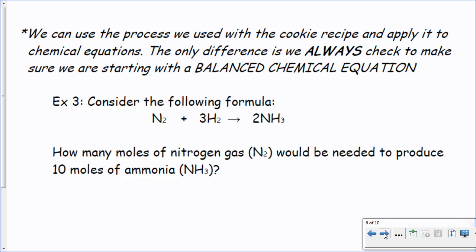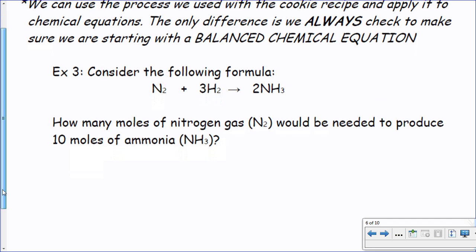If you don't have a balanced chemical equation when you start to try to do the ratio process, you're not going to get the right answer. So always check to make sure that the equation you're starting with or given is balanced. Nine times out of ten it will be, unless it's a multiple part problem. So, question here: how many moles of nitrogen gas, N2, would be needed to produce 10 moles of ammonia, NH3?